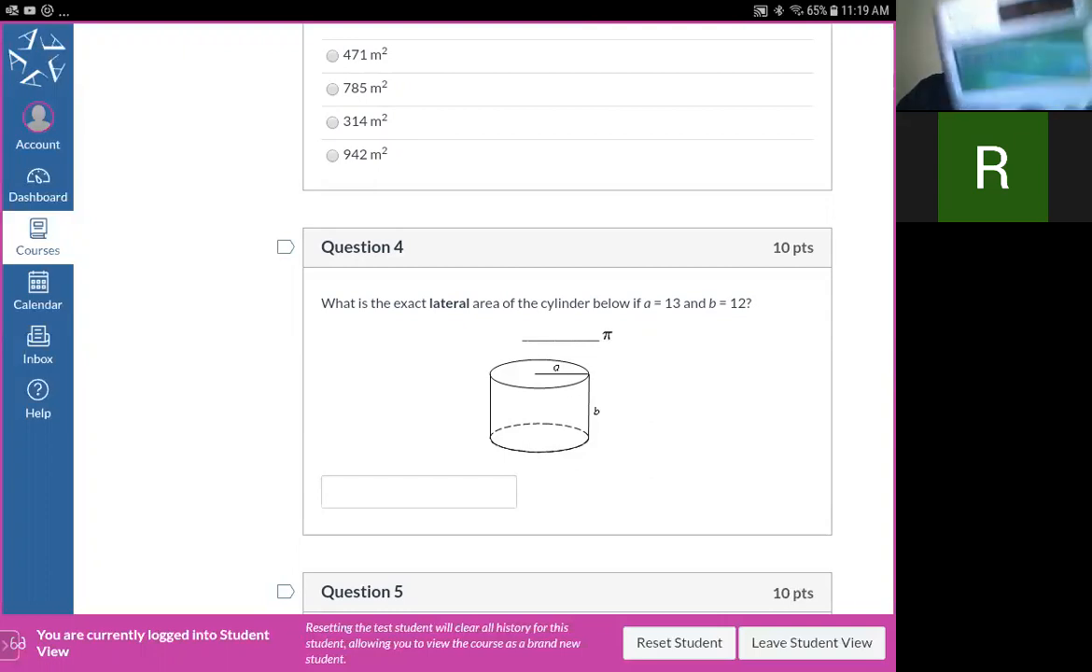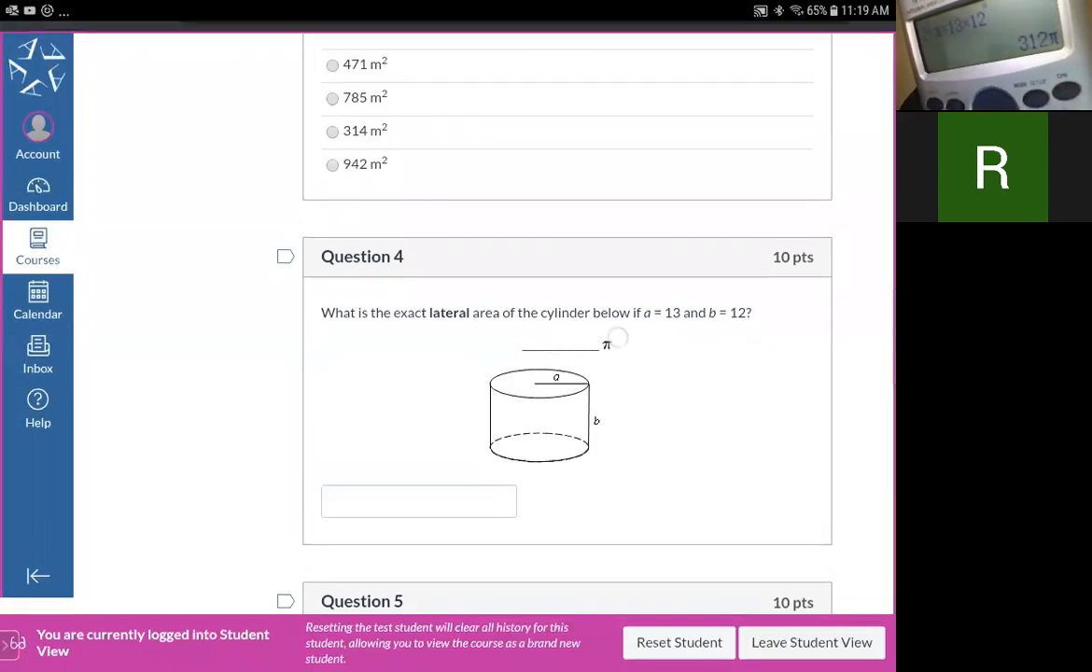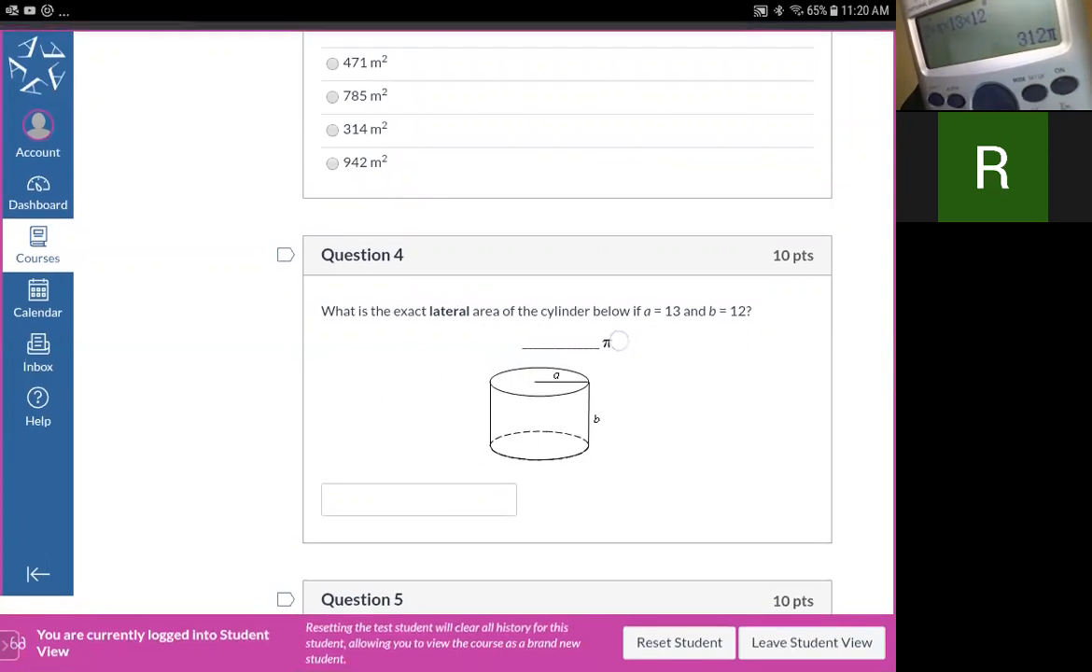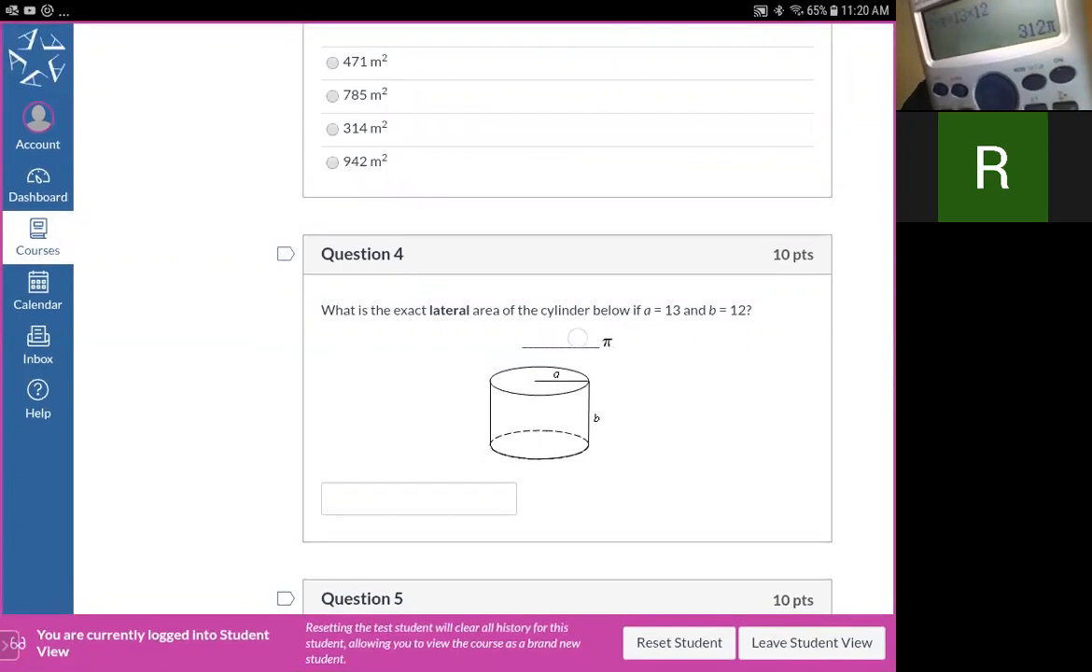All right, so if you look at my other screen, this is the answer that you get if you put pi in there, but it wants the exact answer. So this is the exact answer, 312. And if you look back on the shared screen, there's already a pi here. So you just put 312 as the answer for number 4.